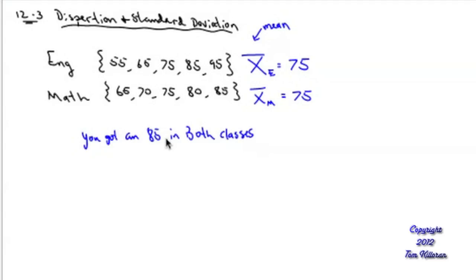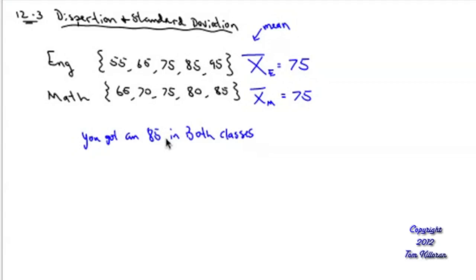So there has to be a way of distinguishing between these. What's the big difference between the English test and the math test? Well, on the English test, the differences of the scores are all an even 10: 75, 65, 55, 85, 95. In the math class, they're a little tighter. They're only 5 away from each other. So the dispersion on the English is bigger than the dispersion on the math. And that's why you did better on the math test, because the dispersion means it's closer to the mean.